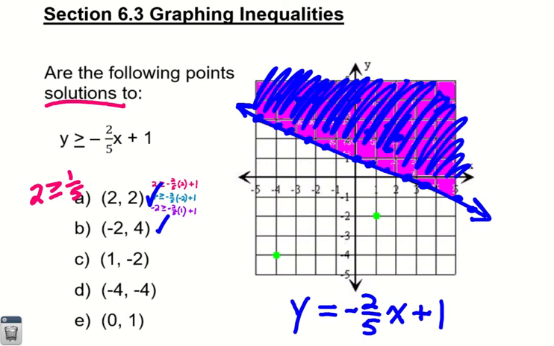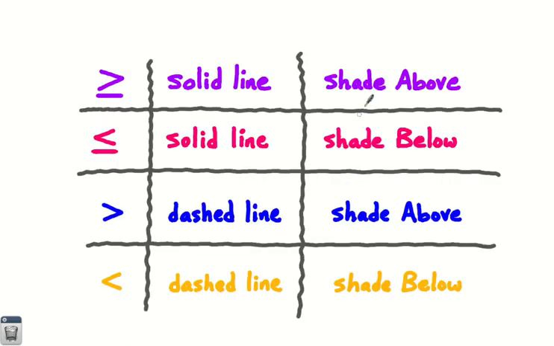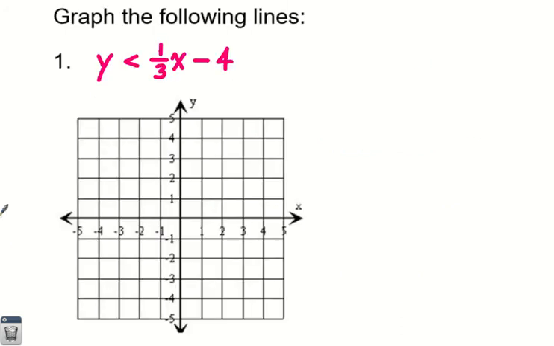So it's going to be in this form, and as long as it's in this form, if it's a greater than or equal to, or a greater than, like if it's greater than at all, you shade above. And if it's less than at all, like less than or equal to or less than, then you shade below. So greater than you shade up, less than you shade below. It's really that simple. So let's do a couple quick examples.